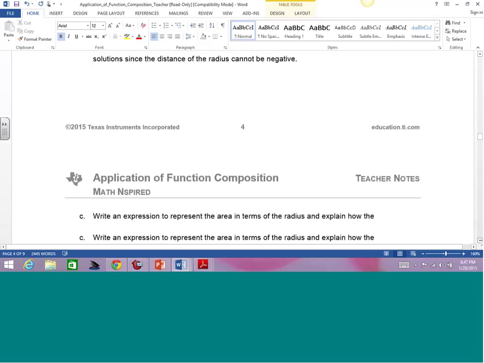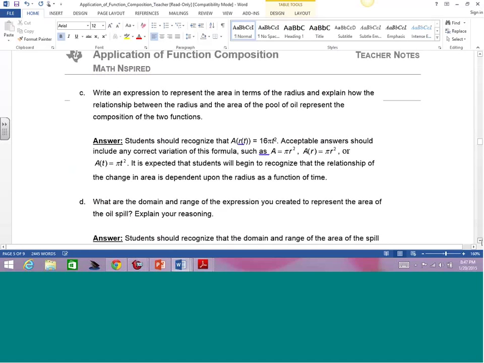So the next thing it wants us to do, and this is really important, is to write an expression to represent the area in terms of the radius. This is where I thought my students would get stuck. They can come up with the area formula for a circle. For them to have to know that they have to do a composition with the equation that they just built, with their radius, and compose it into the area formula, this is where my students, personally, will get stuck, and we will have to step back and discuss that.